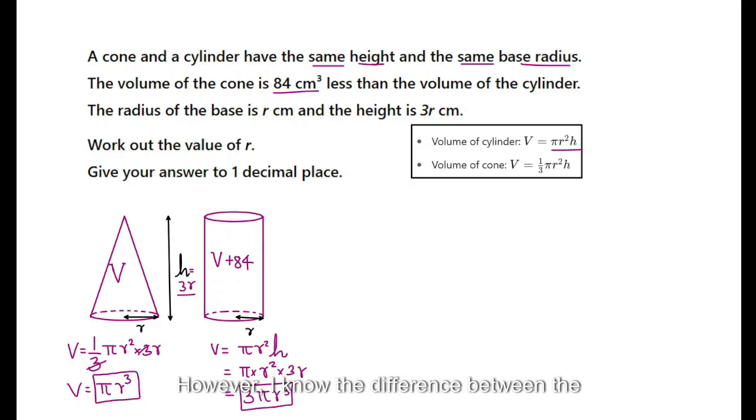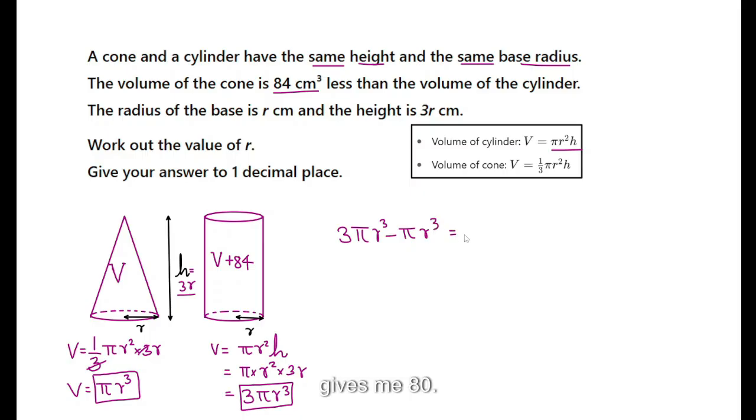However, I know the difference between the two is 84. So the big one, 3 pi r cubed, take away the small one, pi r cubed, gives me 84. Now, you have 3 pi r cubed. You're going to take away 1 pi r cubed. So this is like 3x take away x, which is 2x. 3y take away y is 2y. Like that, 3 pi r cubed take away pi r cubed is 2 pi r cubed, which is equal to 84.